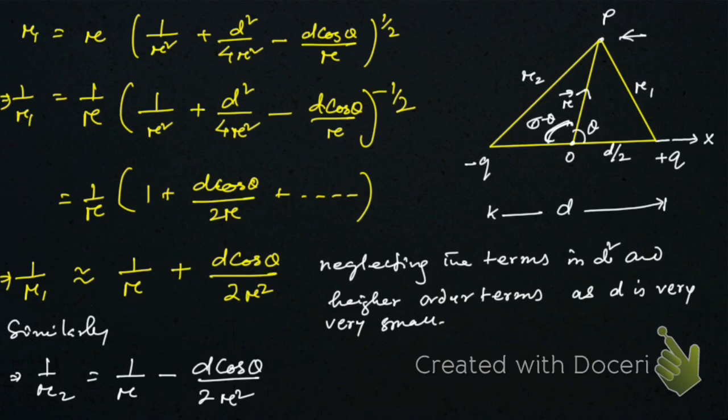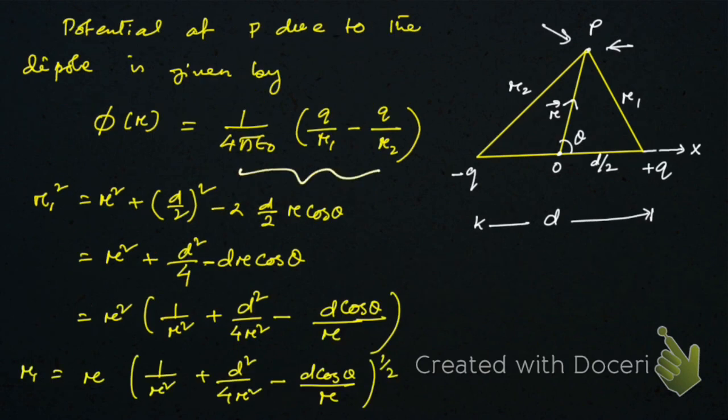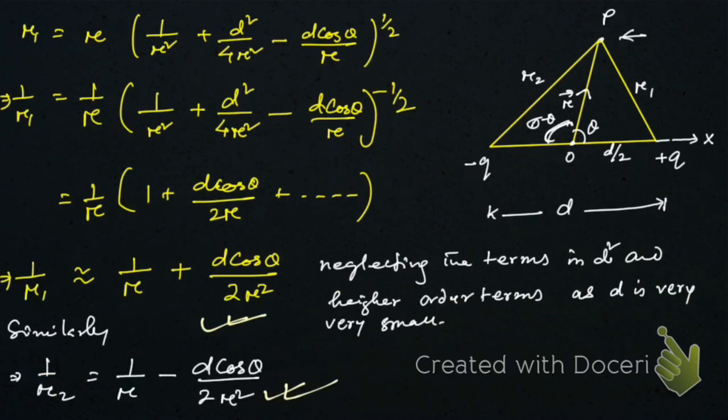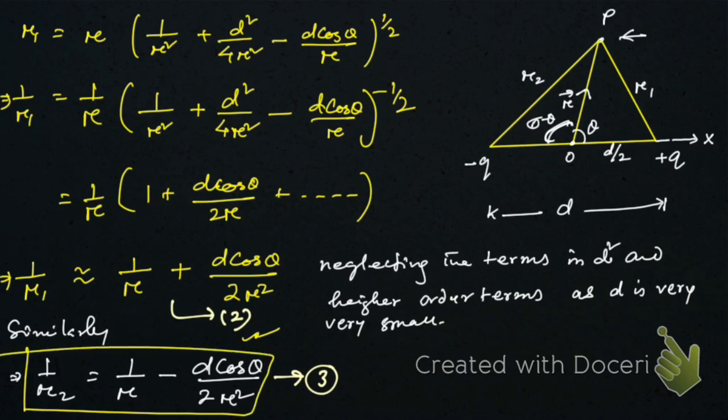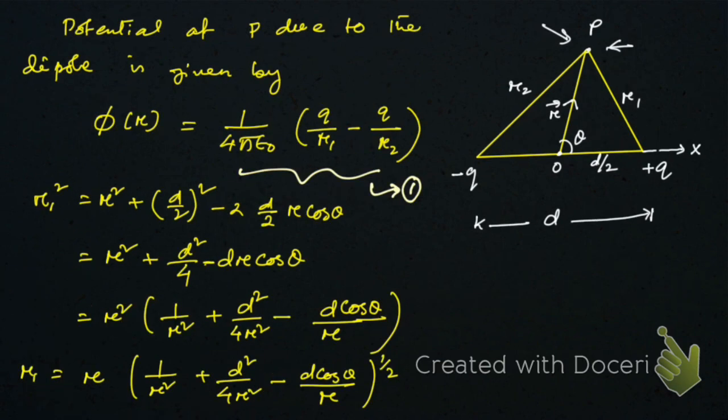Now let us use these values of r1 and r2 here in this result. So let me write this as equation number 1. So now using these two results, let me consider this is equation number 2 and this is equation number 3, using 2 and 3 in 1. So what we have done, we have used the value of 1 by r1, which is this one, in equation number 2, and this is the value of 1 by r2 in equation number 3. Let us use these two values in this equation number 1.